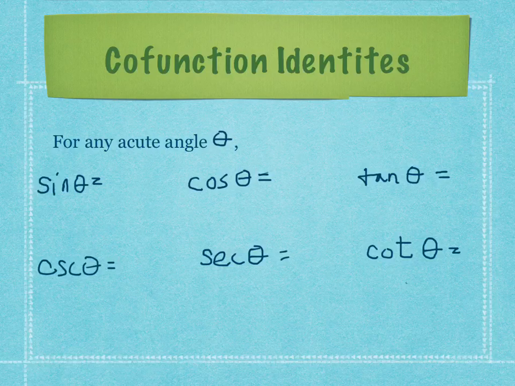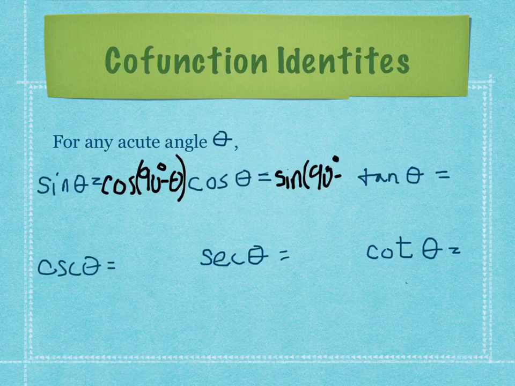So if I have the sine of an angle theta, this is equal to the cosine of the complementary angle. Well, the complement to theta is 90 degrees minus theta. So if theta was 40, then its complement would be 50. This is saying that the sine of 40 and the cosine of 50 are equal because they're complementary angles. Likewise, I can write cosine in the exact same way. I can write the sine of 90 degrees minus theta.